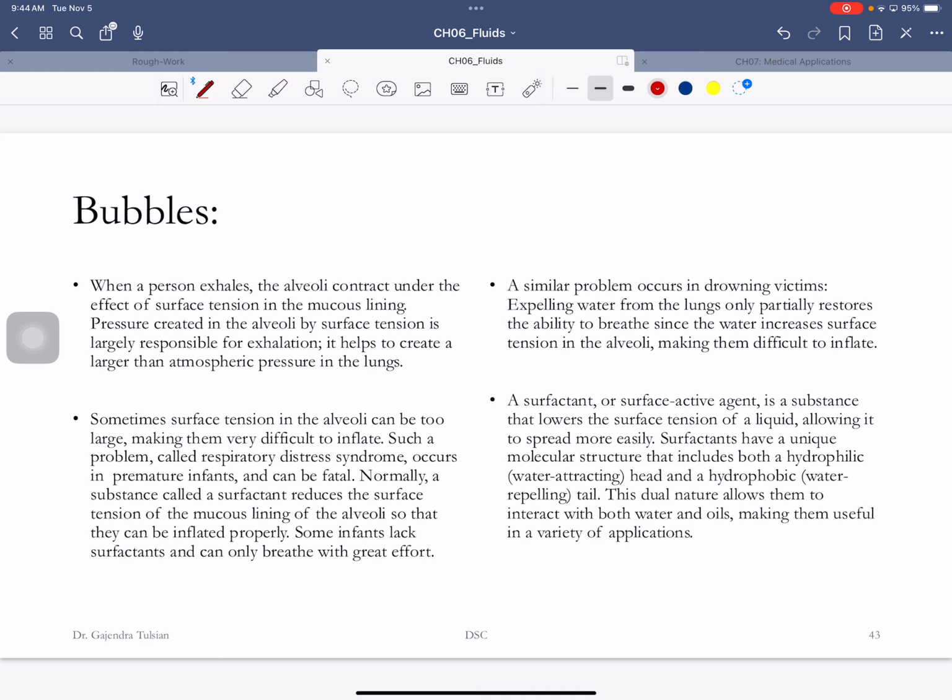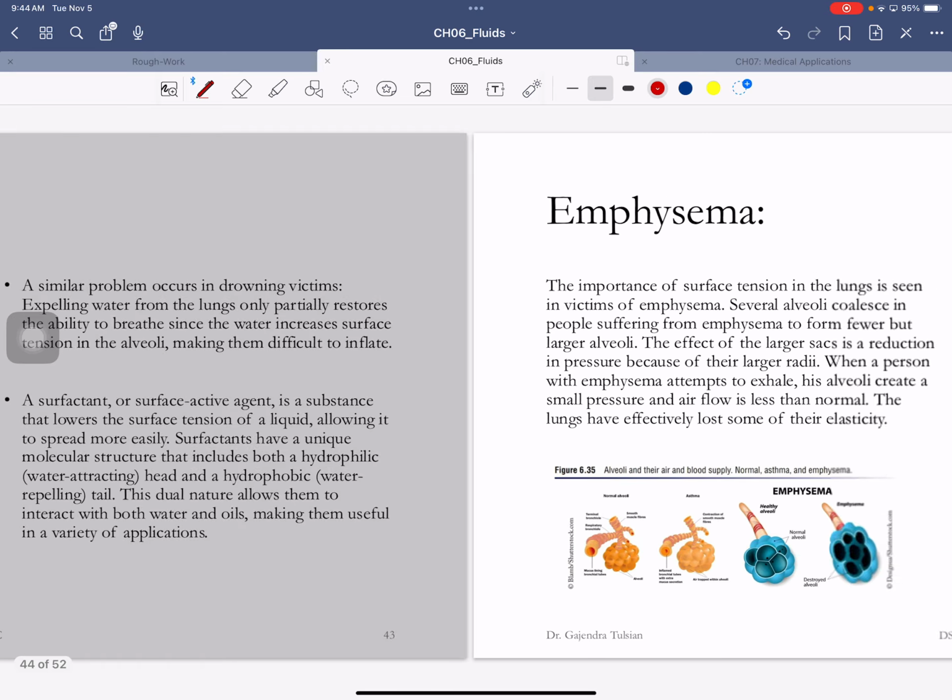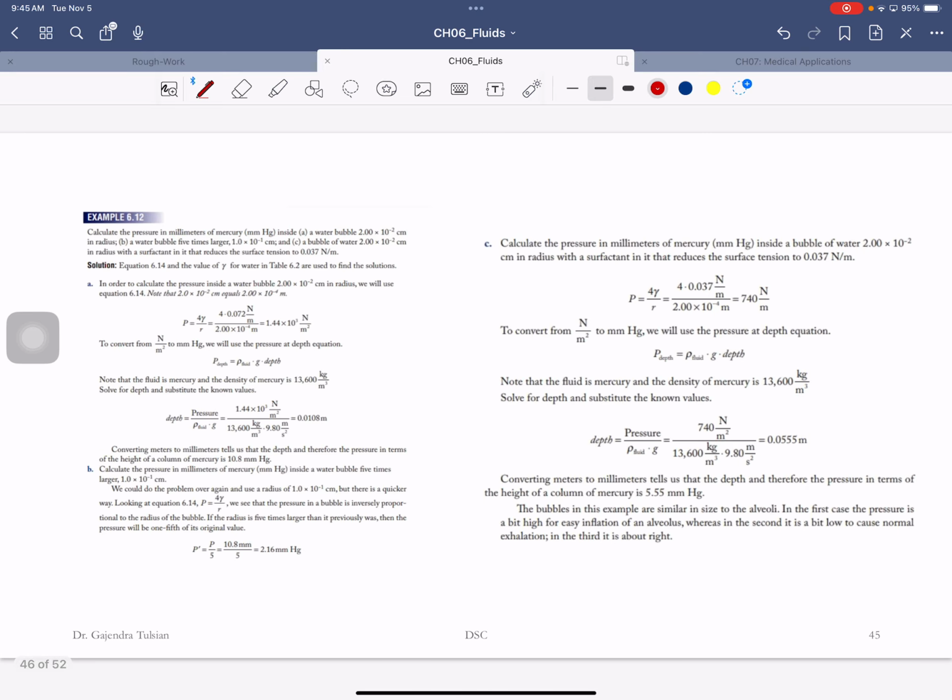Now, before we do these next two slides, let's go over this problem so we will understand how breathing happens. You saw that if you have a bubble, the pressure inside the bubble increases by this much. R is the radius of the bubble, and gamma is the surface tension.